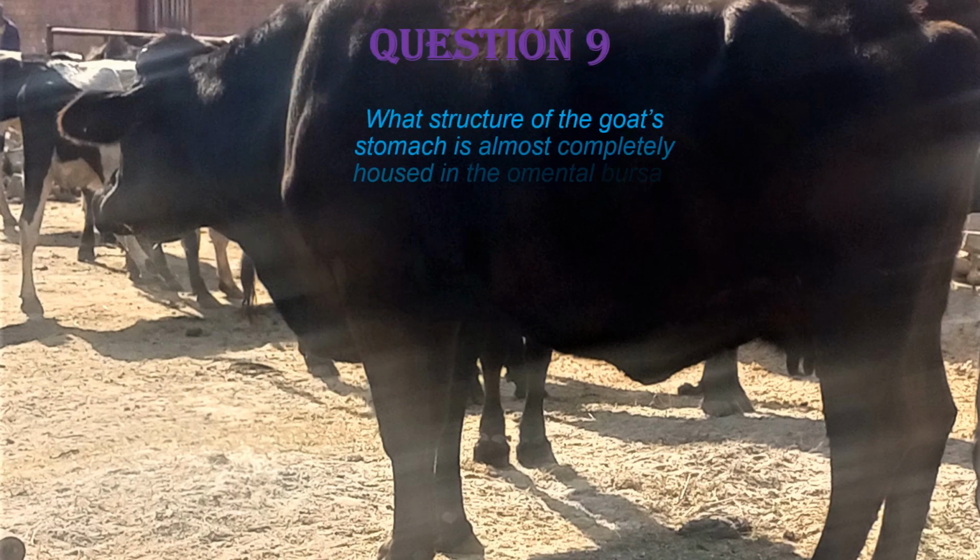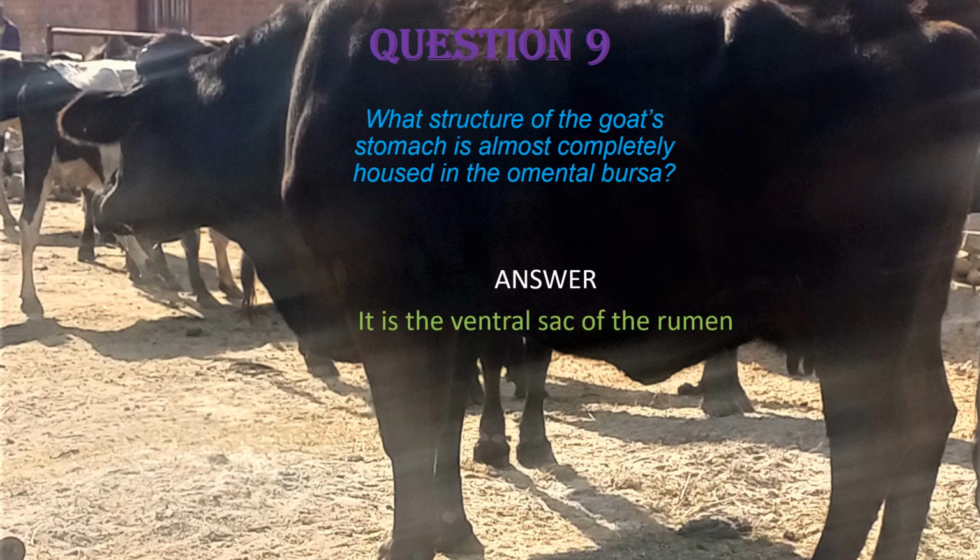Question 9. What structure of the goat's stomach is almost completely housed in the omental bursa? And the answer is it is the ventral sac of the rumen.